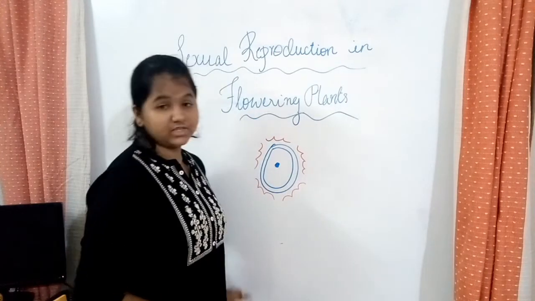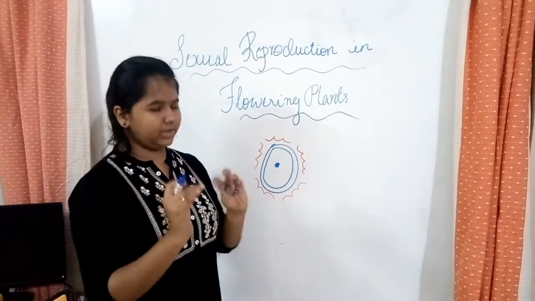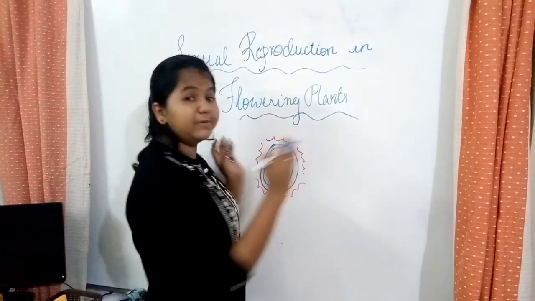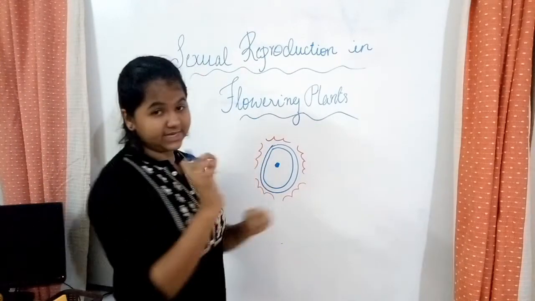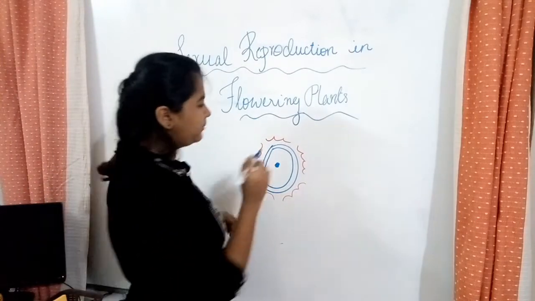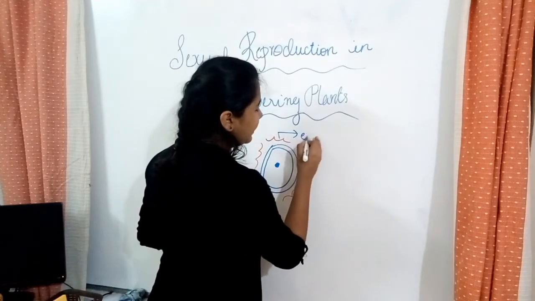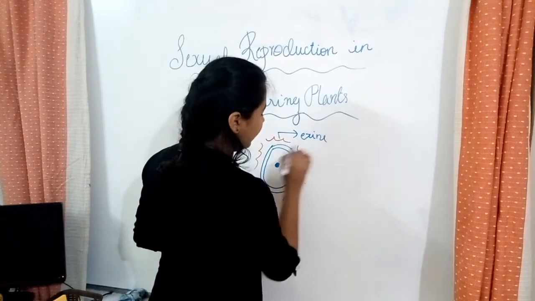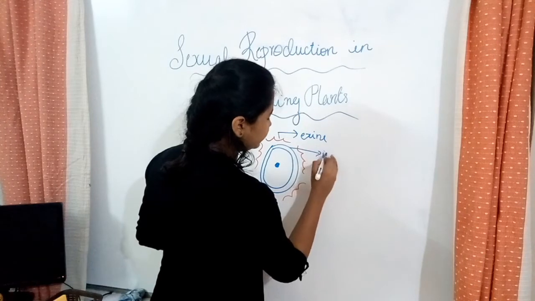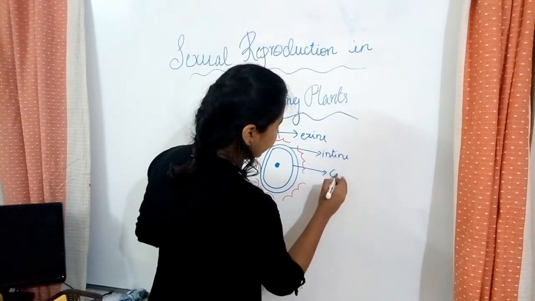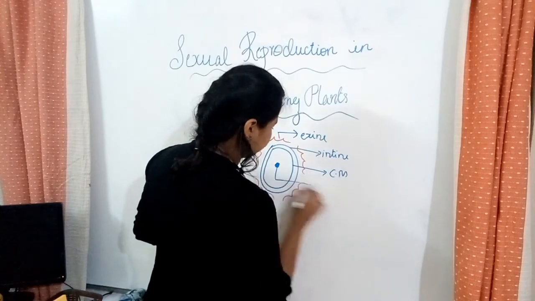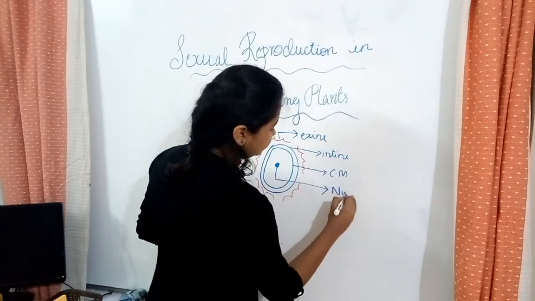So this is the structure of a spore, the structure of a pollen grain before maturation. At this stage, I'll tell you first what all the parts are. This is called the exine, and this is the intine. This is the cell membrane. This is the nucleus.